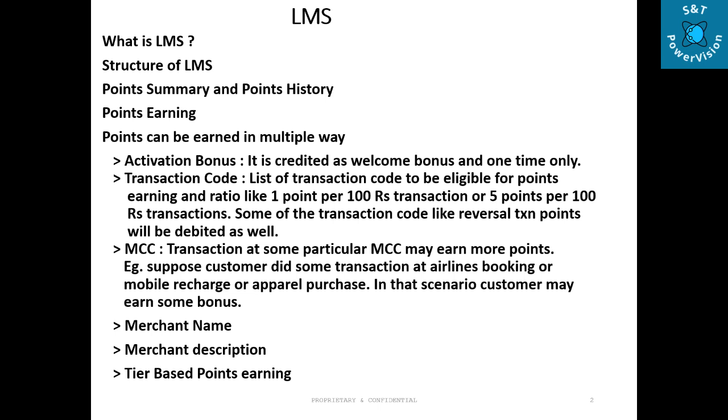Now next is the MCC. There are some particular MCCs for which you can get more points. For example, if you did a transaction at an airline, like MakeMyTrip or any particular airline website, the business has set up an MCC for that. MCC stands for merchant category code. So you have to check that for a particular MCC, how much percent of points you are going to accumulate, meaning for every transaction how many points you are getting accrued. You have to check all those things.